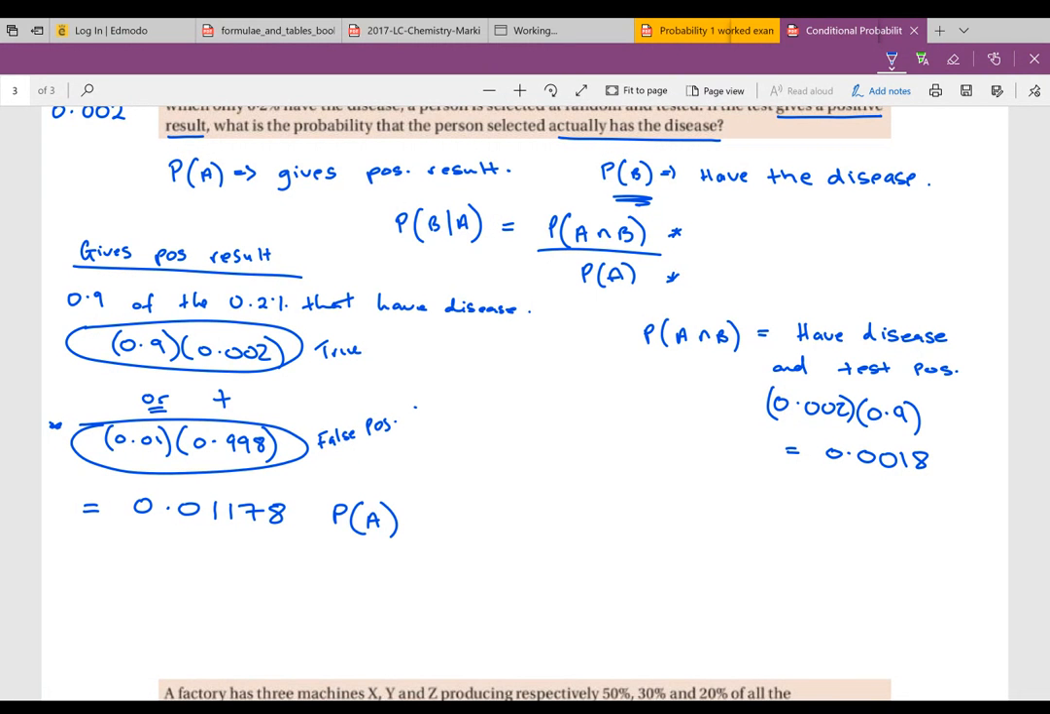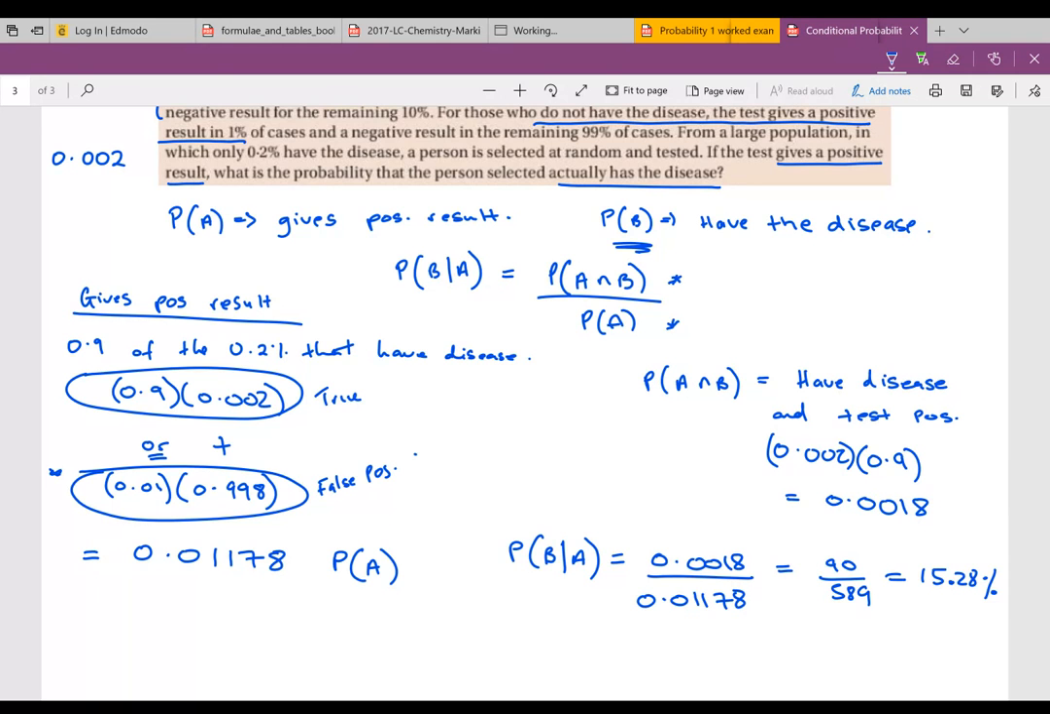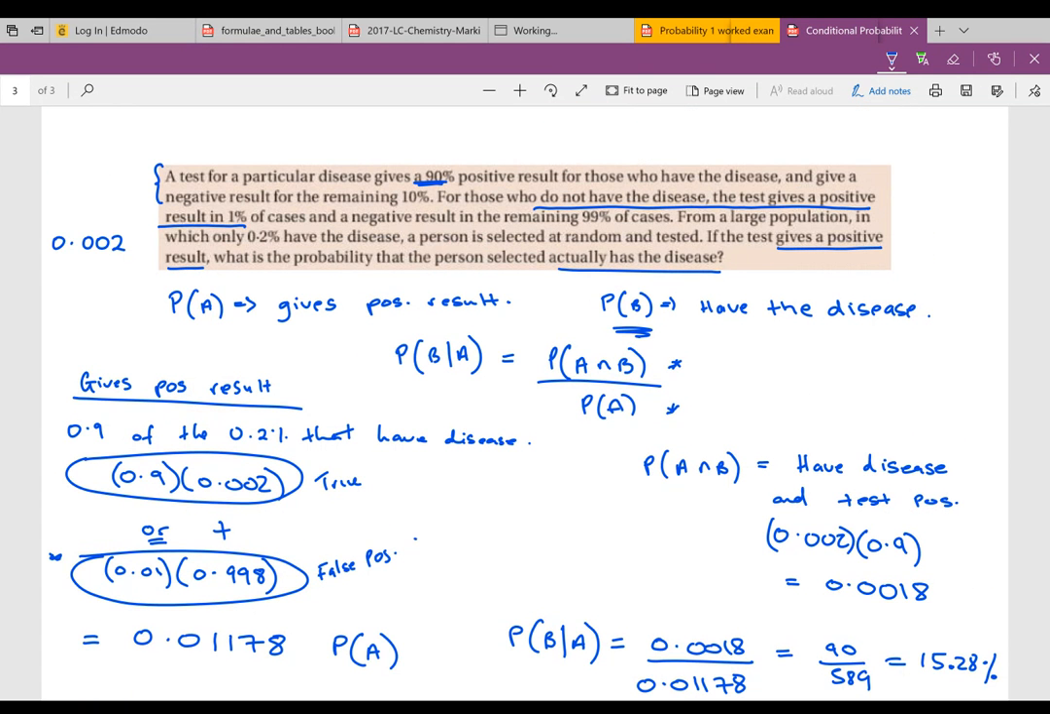And then I'm going back to my conditional probability. The probability that I have the disease given that I've tested positive. A intersection B is 0.0018 over the probability of A, and I've got 90 over 589, which is 15.28%. And I'm going to give my answer as a percent because the question was given as a percent. Now I urge you to spend some time with this example. It is really, really important.